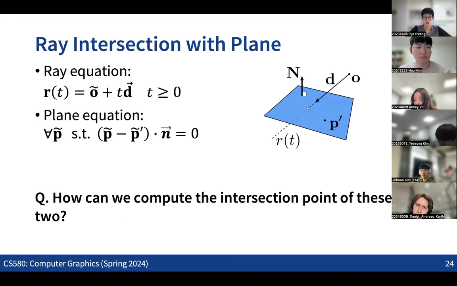So let's think about the case that we have this ray equation and also the plane equation. Then how can you calculate the intersection between these two?